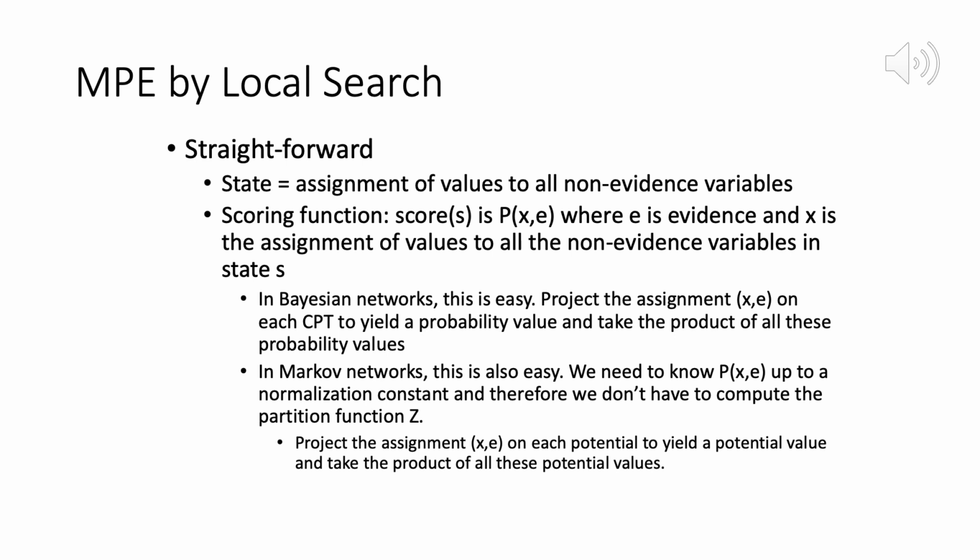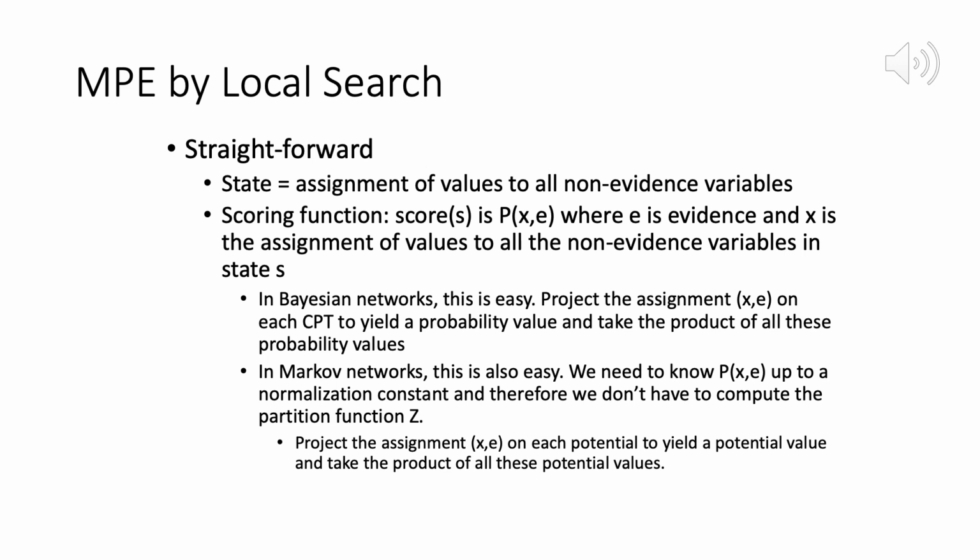In Markov networks, this is also easy. It's easy because we need to compute P of x, e only up to a proportionality constant. And therefore, we don't have to compute the partition function or the normalization constant z. Remember that computing z is a sharp-P hard problem, and you'll have to use the bucket elimination algorithm over the whole network. However, for local search, and to be more precise, the scoring function for local search, we don't have to compute z. Okay, so because we only need P of x, e to be known up to a proportionality constant.